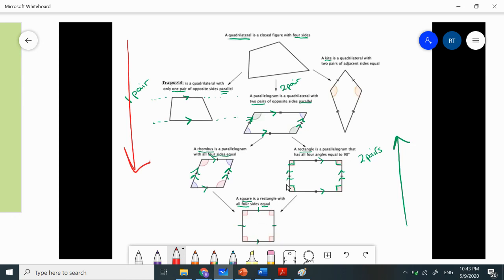The square is a special type of rectangle and rhombus. A rhombus is a special type of parallelogram. A rectangle is a special type of parallelogram. Parallelogram is a special type of quadrilateral. Trapezoid is also a special type of quadrilateral.